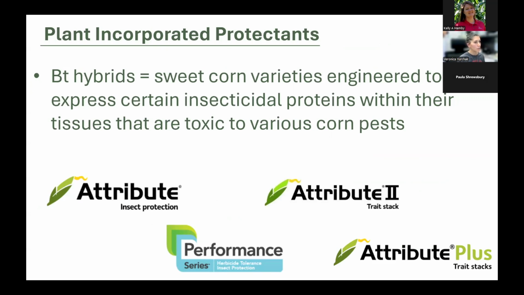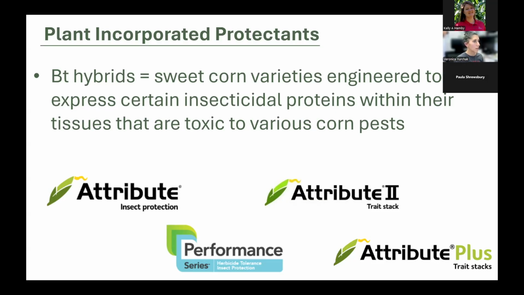And so one way to get around some of these challenges is to grow a BT hybrid. So these are sweet corn hybrids that have been engineered to express certain proteins within their tissues that are toxic to the different corn pests. So these proteins are expressed throughout the different tissues of the sweet corn plant, and then when the caterpillar feeds on those tissues, it consumes those toxic proteins and it's controlled that way.